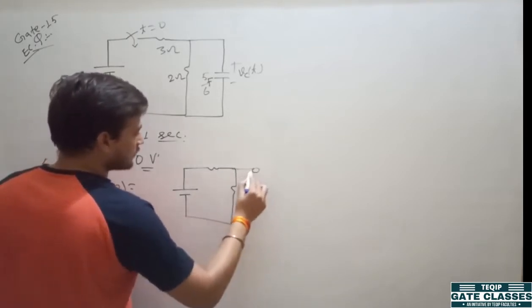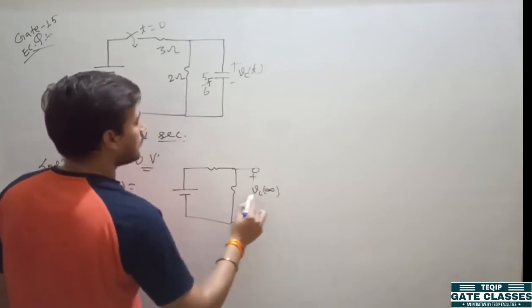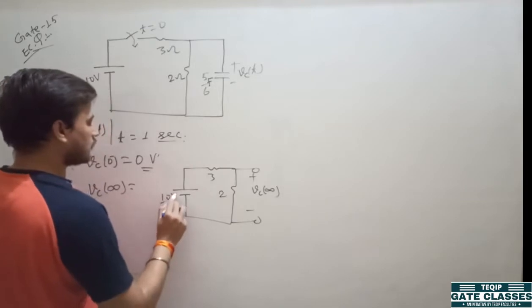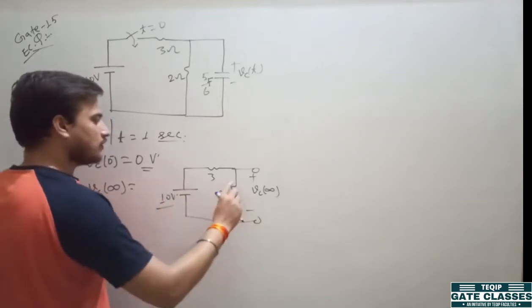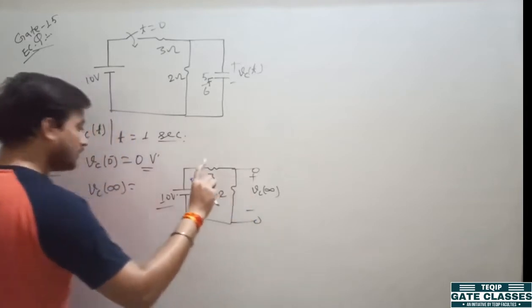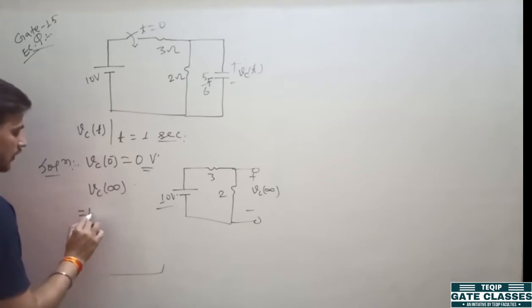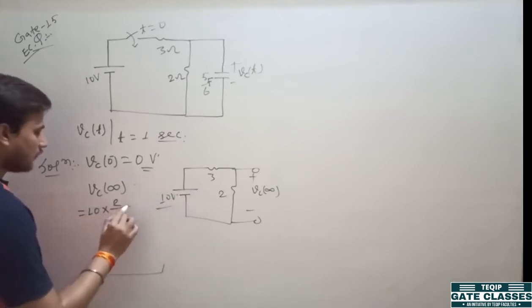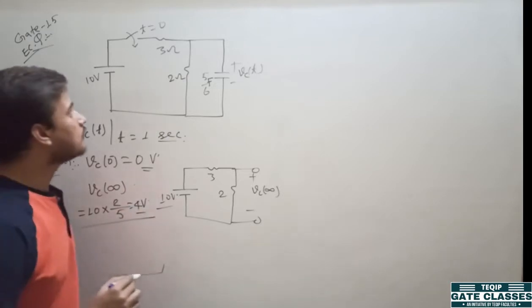Here the capacitor will be open circuited and this voltage will be VC infinity. Here it is 2 ohm, here it is 3 ohm, 10 volt. So now you see this 10 volt is being divided across two resistors, so you have to find the voltage across this resistor. VC infinity will be how much? It will be equal to 10 into, applying the potential divider rule, 2 divided by 2 plus 3, that means 5, so it is equal to 4 volt. So you got VC infinity equal to 4 volt.